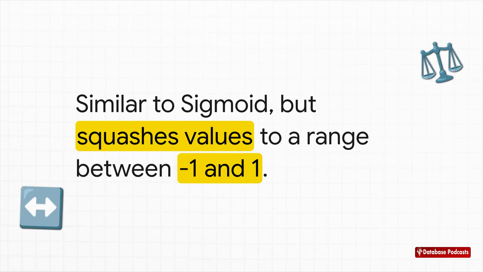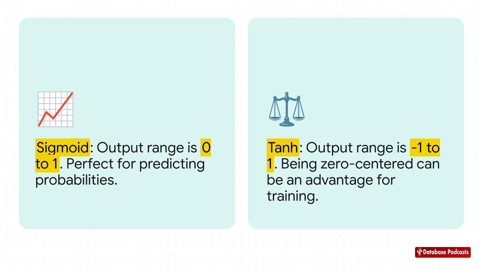Next is its very close cousin, tanh, which stands for hyperbolic tangent. You can see it looks a lot like sigmoid, but it has one really important difference. Instead of squashing the output between 0 and 1, it squashes it to a range between -1 and +1. And here's why that matters. If you look at them side by side, sigmoid's output is always positive.